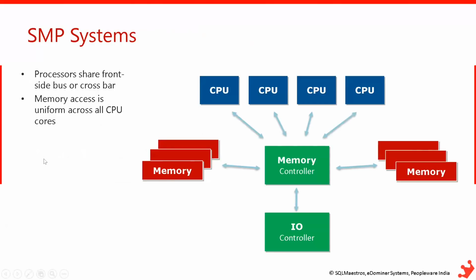Let's first talk about NUMA. What you see in front of you is a symmetric multiprocessing system, and you can see a diagram where there are 4 CPUs and they're talking to a single memory controller. Whenever CPUs need memory, they talk to this memory controller, and the memory controller will take memory from the physical RAM that is available on the hardware box.